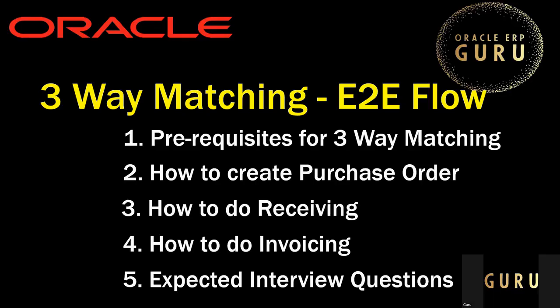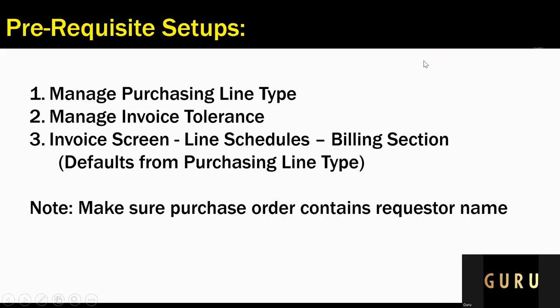Okay, now we're moving into step 1, the prerequisites. What are the prerequisites in the three-way matching process? Number 1, the setup called purchasing line type. When you're creating a purchase order or creating a line, there is a line type called goods, or different types would be there. So what is the line type and what is the matching type you are going to connect? This is a particular setup where for this line type we define the matching type. This is one of the important setups.